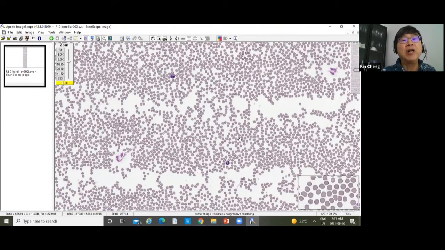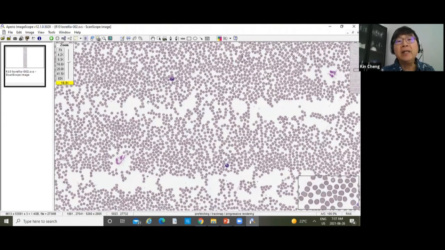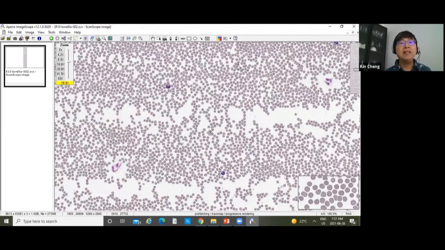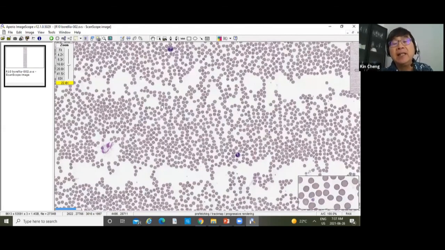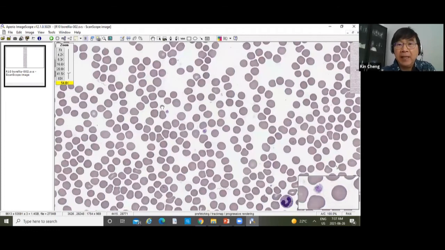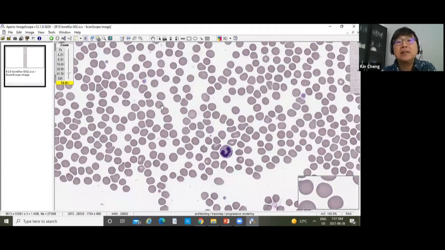And then you move on to higher power, and then let's see, okay. Sorry, I make you dizzy as I move this, okay? So you get to a 40x, and then you scan. Now, as I said, looking at this doesn't do justice because it's not a real slide. It makes everything look very flat. The red cells look very flat. Under the microscope, it looks a lot better, right?